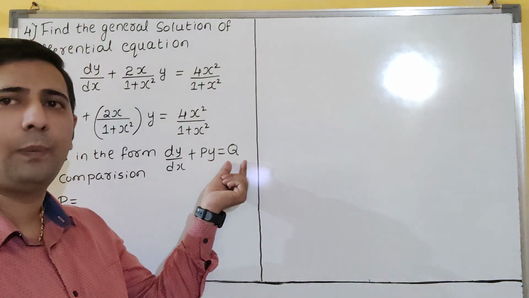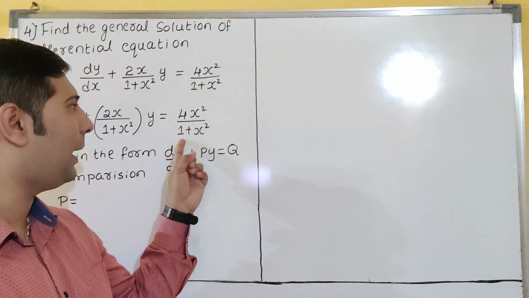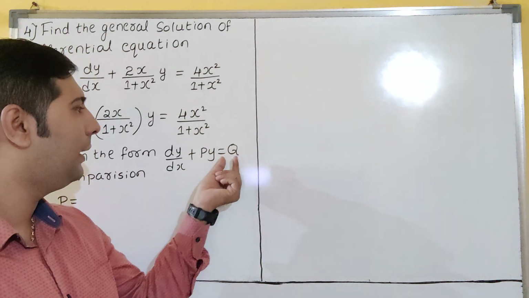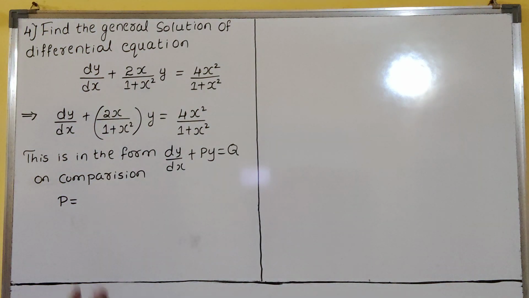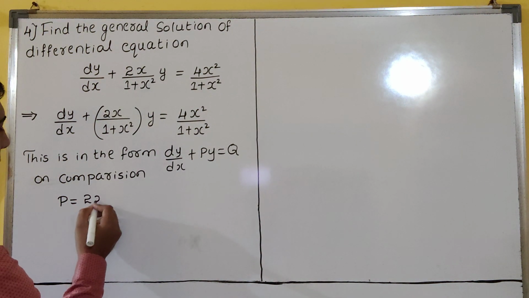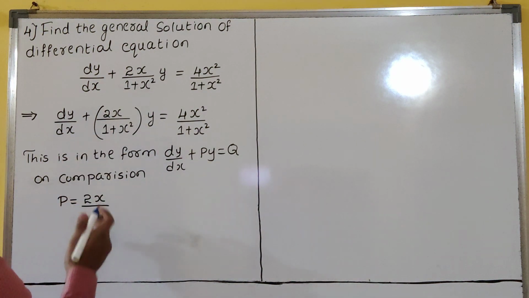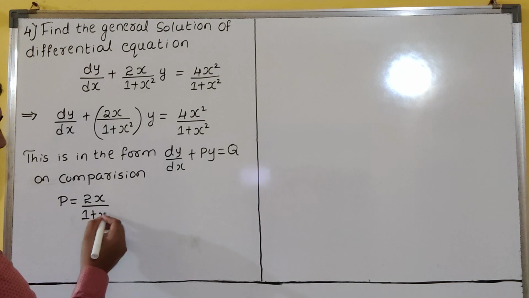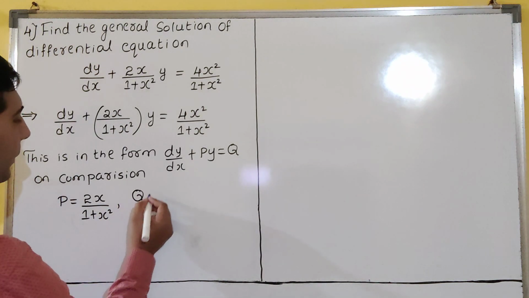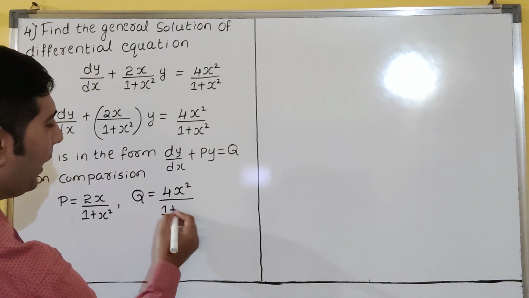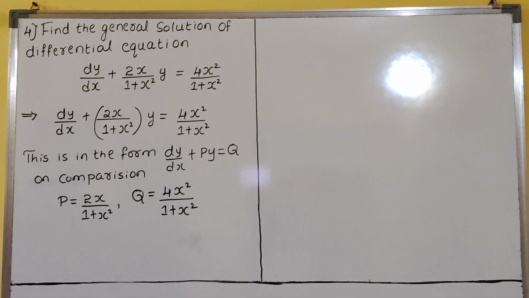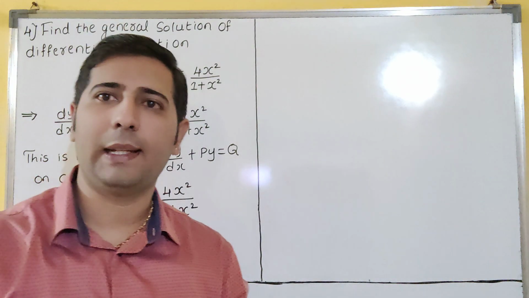So what is q? Q, you compare: 4x square divided by 1 plus x square, dear students. In q place, 4x square divided by 1 plus x square is there. So p you write first. P is what? 2x divided by 1 plus x square, and what is q? 4x square divided by 1 plus x square, dear students. So this is your q. I hope it is clear, everyone.